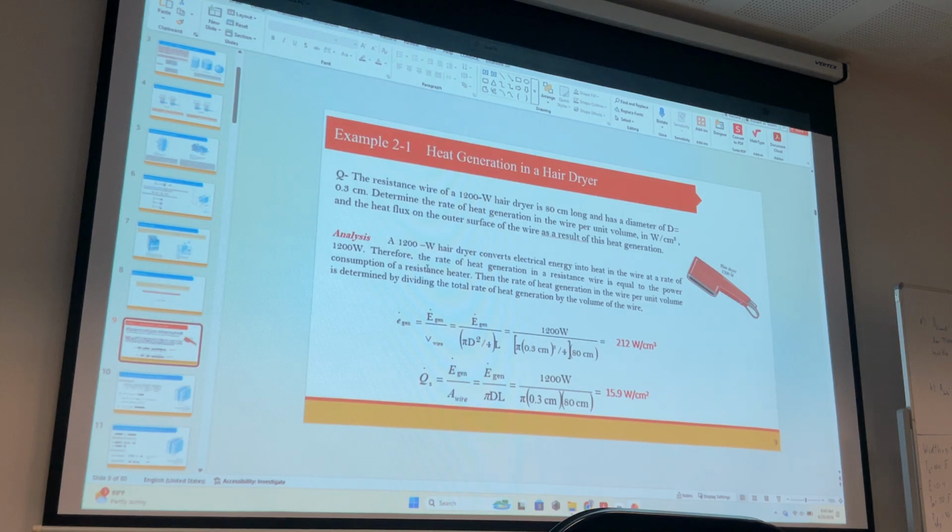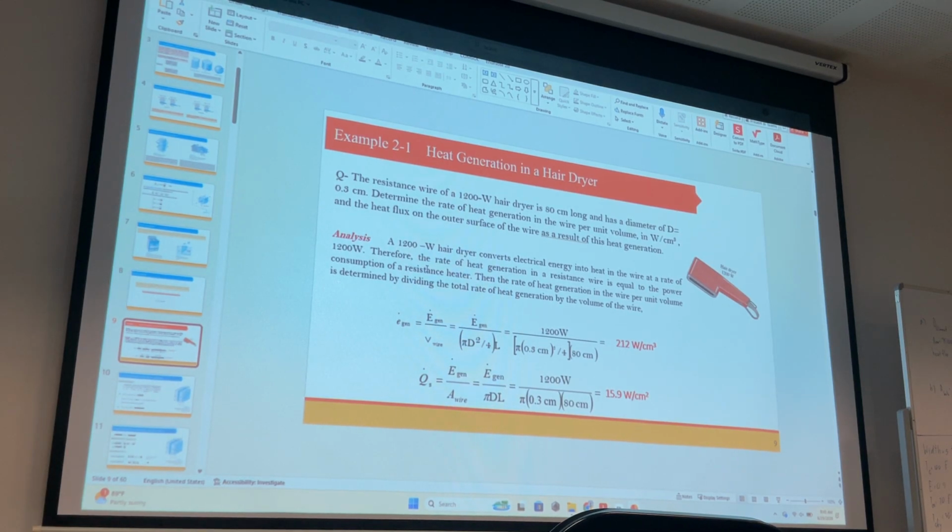So of course, when we want to turn on the hair dryer, we pass some electricity through the hair dryer, right? So then the inside of the hair dryer gets heated up. There is a thermal energy, the hot air, right? So this question is asking you to calculate the heat generation in this dryer. Determine the rate of heat generation in the wire per unit volume. The heat generation is happening in all of the hair dryer, right? And the heat flux on the outer surface of the wire as a result of this heat generation.